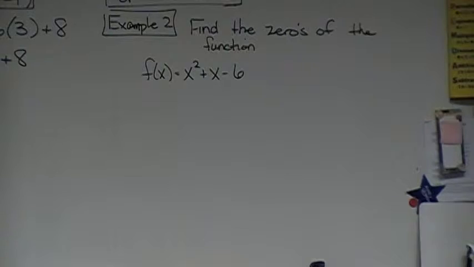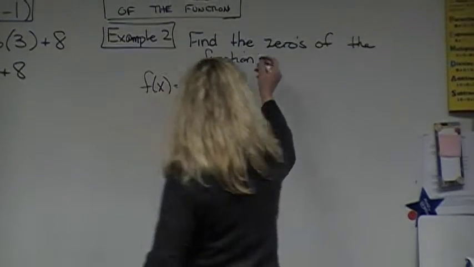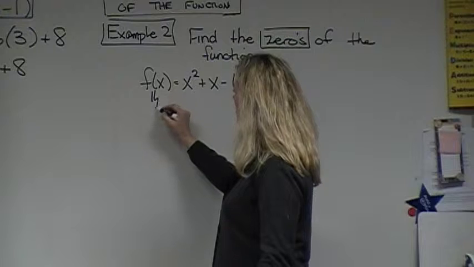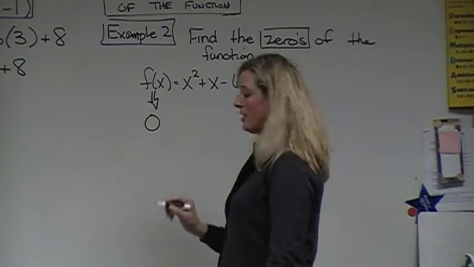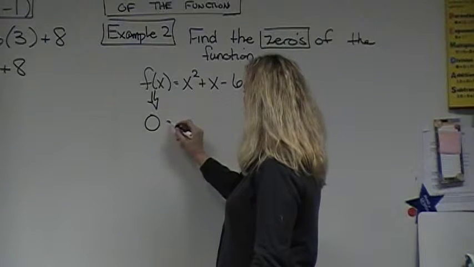We always say f of x really just is renaming y. Okay? But what they want us to do is find the zeros of the function. So we're actually going to replace f of x with what number do you think? 0. So when they ask you to find the zeros of a function, you're going to replace f of x with 0, and all you're going to do is factor again.